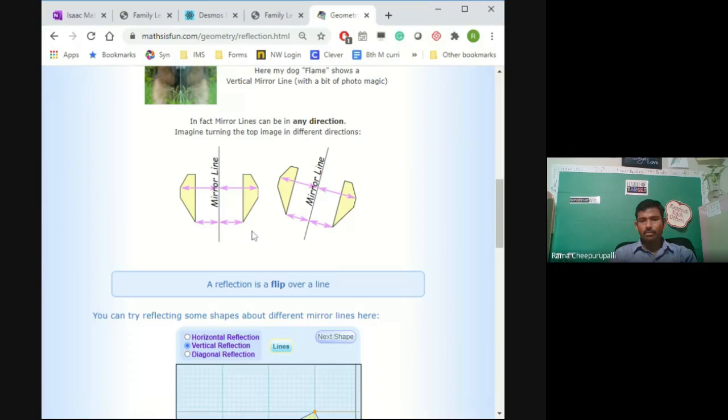Okay, you just need to look at it so it makes sense to you. So you don't need to worry about that much. So reflection is a flip over, basically over the line. Okay? Reflection is a flip over the line. That's what it is. So you guys already understand that.